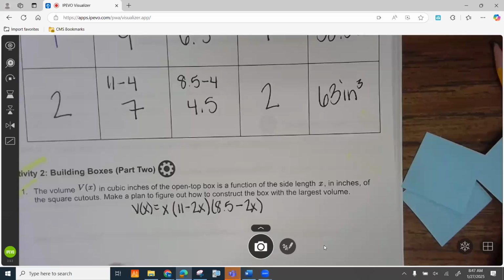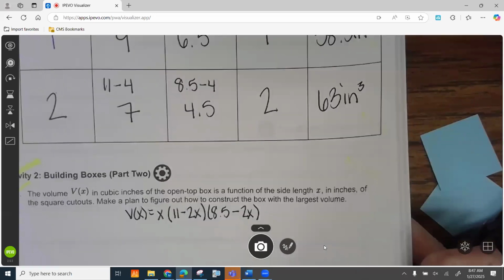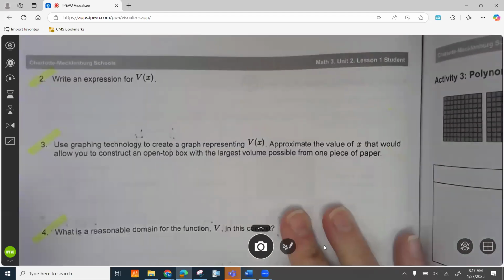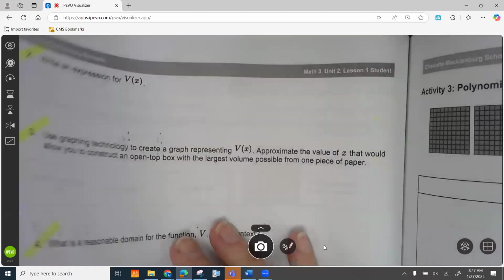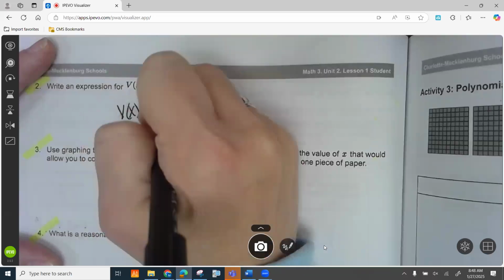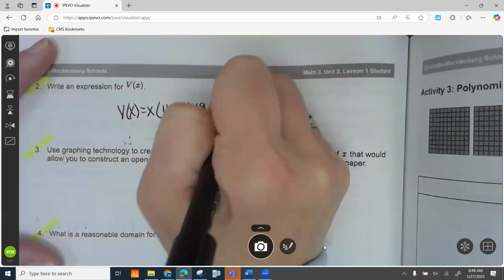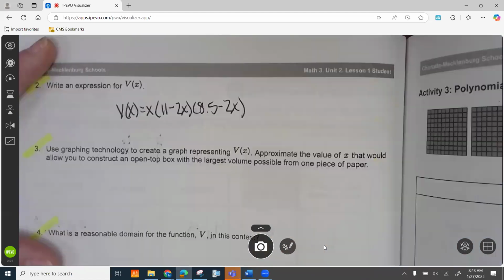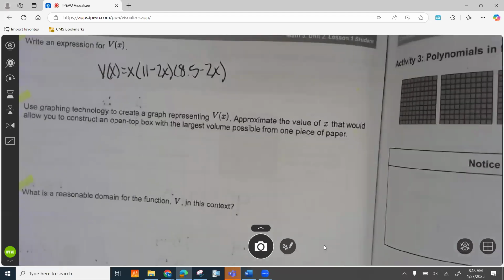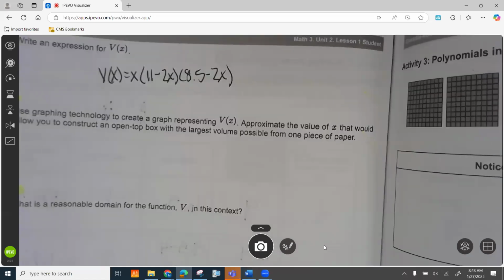All right. So we're going to move on. That was page 137. Let's flip over to page 138. We got some questions for this. Now, they wanted us to write an expression. We already wrote our expression, so I'm going to rewrite it right here so we have it on this page. All right, using graphing technology to create a graph representation, approximate the value of x that would allow you to construct an open top box with the largest volume.